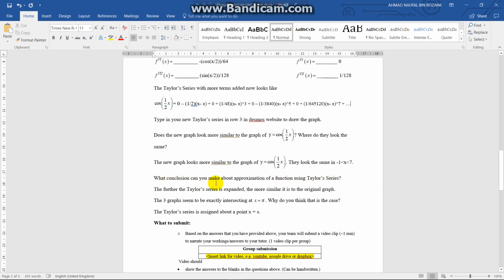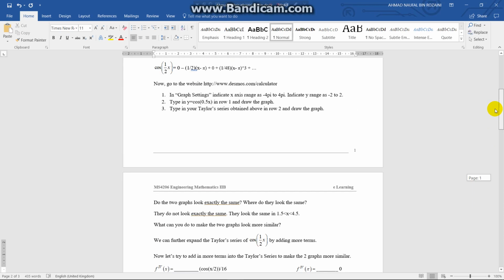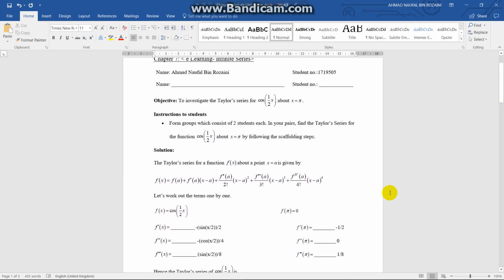So what conclusion can you make about approximation of a function using Taylor series? The conclusion is, the further the Taylor series is expanded, the more similar it is to the original graph. Question: the three graphs seem to be exactly intersecting at x equals to pi. Why do you think that is the case? This is the case because the Taylor series is assigned about a point x equals to pi, which was stated in the question above. This is the end of the video.